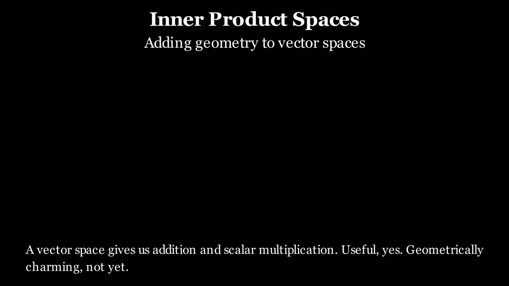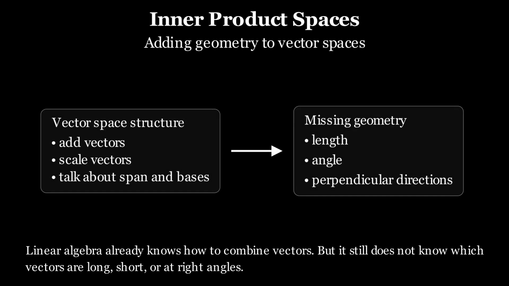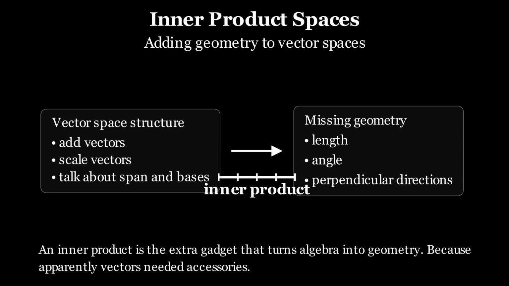A vector space gives us addition and scalar multiplication. Useful. Yes. Geometrically charming. Not yet. Linear algebra already knows how to combine vectors. But it still does not know which vectors are long, short, or at right angles. An inner product is the extra gadget that turns algebra into geometry. Because apparently vectors needed accessories.